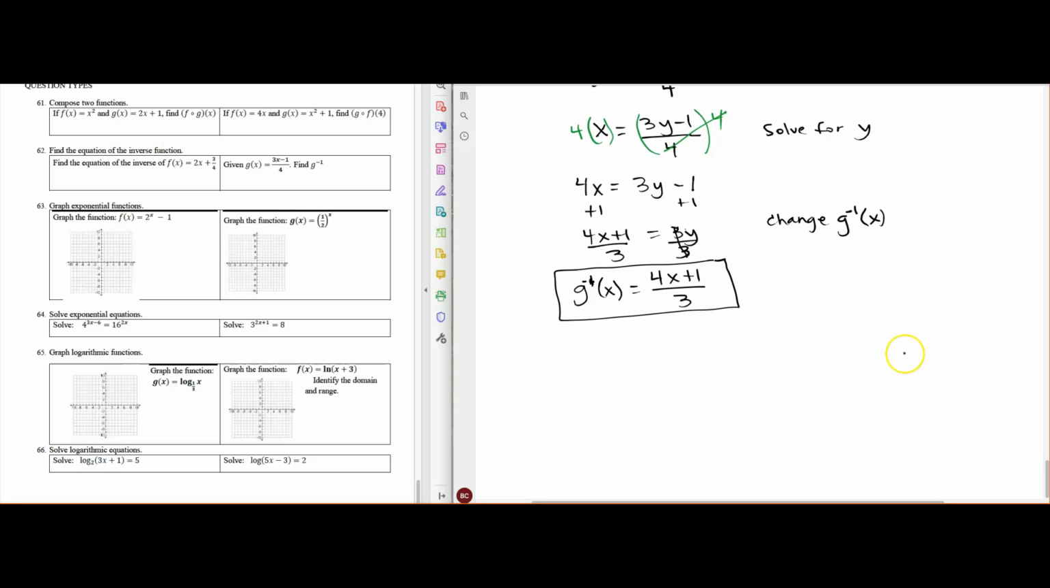All right. What about that basis property? So like on 64. Okay, so on this one, if we are asked to solve 4 to the 3x minus 6 equals 16 to the 2x power. So what do I need to do with my bases here?